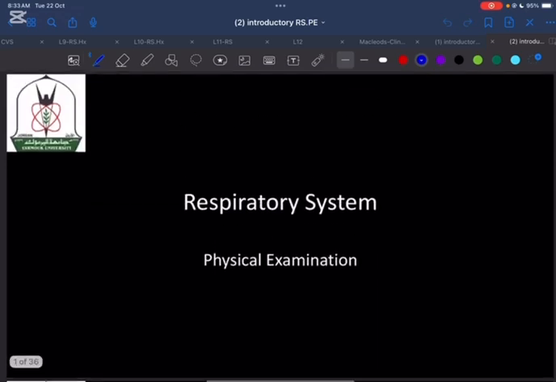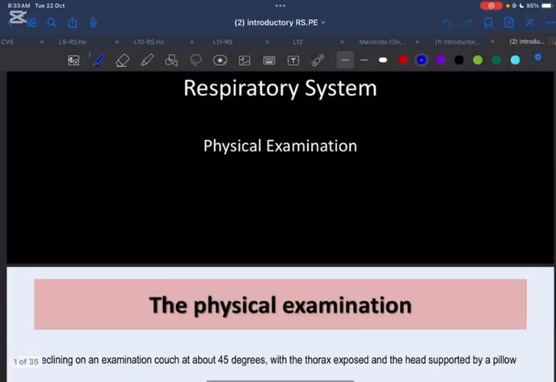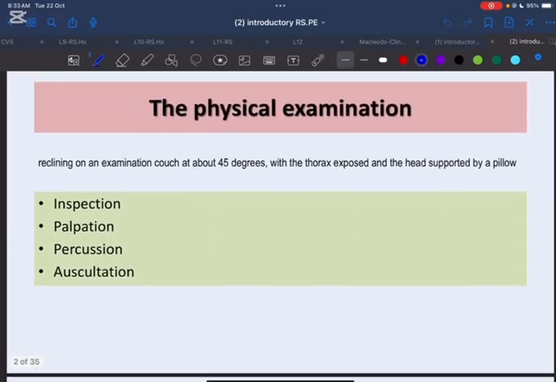Okay. So the physical examination for the respiratory system starts from the first look, while you are taking history from the patient. You can notice if he is using his accessory muscles, if he is in distress, and if he is cyanosed or something like that. So the physical exam starts as soon as you start talking to the patient.